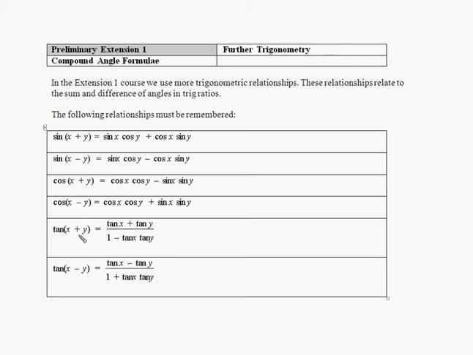And then tan of x plus y, now you'll get used to this formula because we'll use it in a few places in the course. So tan of x plus y is tan x plus tan y over 1 minus tan x tan y. And if it's minus, the only thing it changes is the signs, so it's minus and plus there.